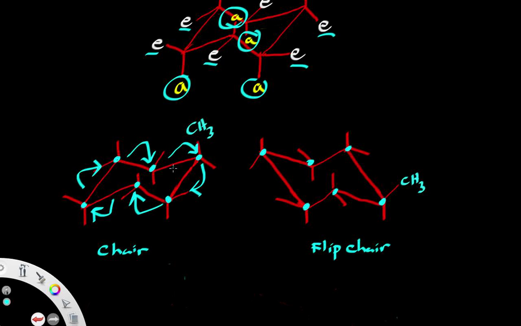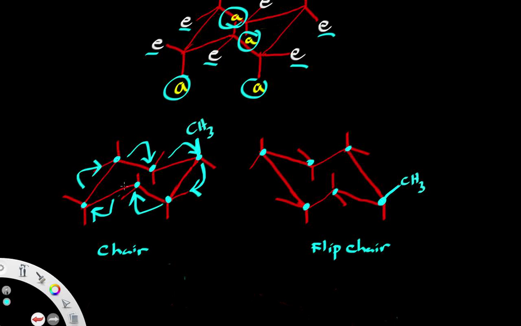Another thing that I want to point out is that whenever you go from a chair to a flip chair conformation, everything that was once axial becomes equatorial, and everything that was equatorial becomes axial. And we will show that with this methyl group. In this case we have a methyl group that's axial, and it flips or shifts over to this side of the ring, and we can see that right here. And we can also see that it is equatorial now. So that was a flip.